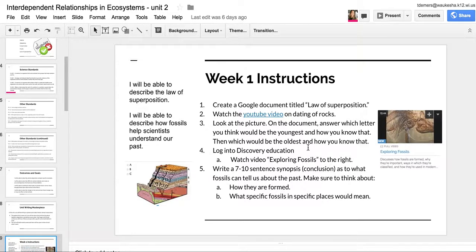On your document, I want you to answer which letter you think would be the youngest and how you know that, and you can use what you've learned from the YouTube video and what I've explained today, and which would be the oldest and how you know that. Make sure you're writing in complete sentences.